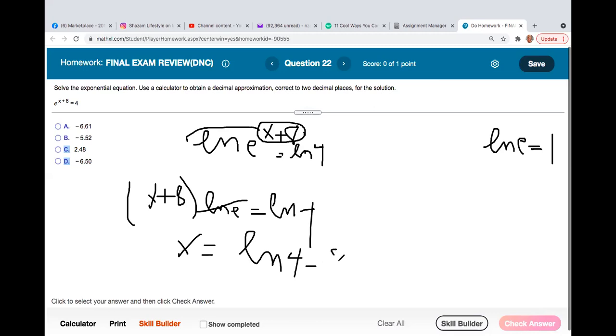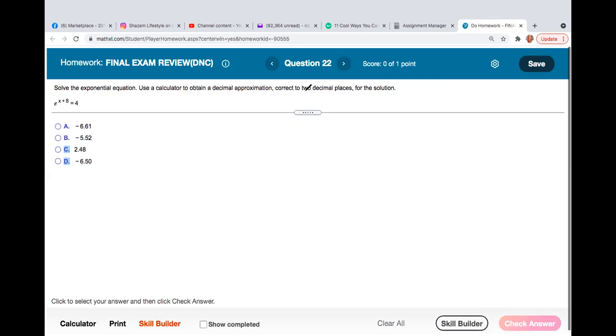But if you notice, the answer choices are decimals. So you've got to grab your calculator and plug this in. Natural log 4, and then close the parentheses, make sure you close the parentheses, minus 8, and that gives us negative 6.61. So that one's the letter A. Can you do that on the TI-82? Yes, absolutely. Okay. Try it.